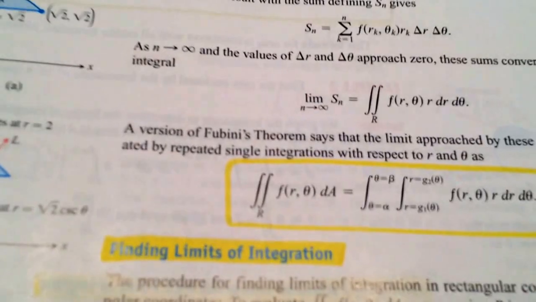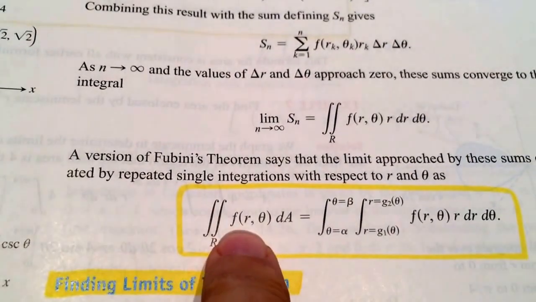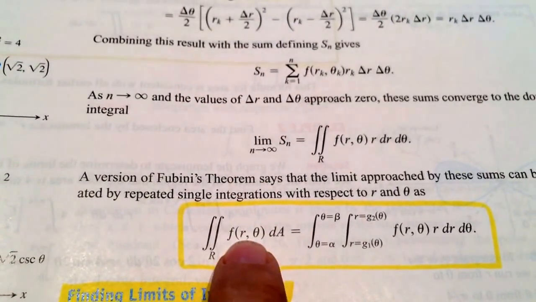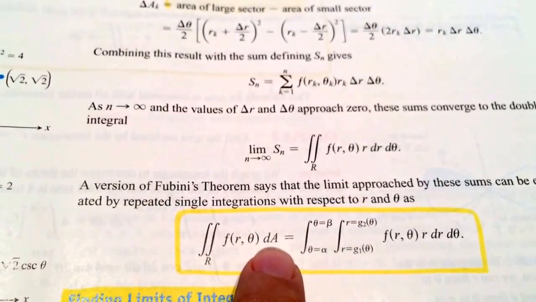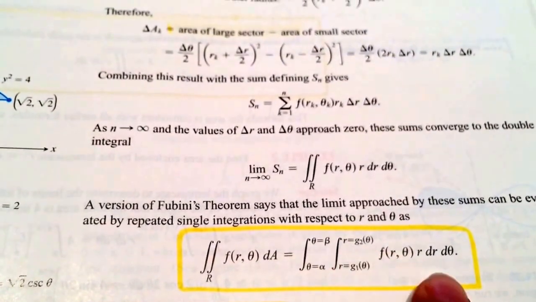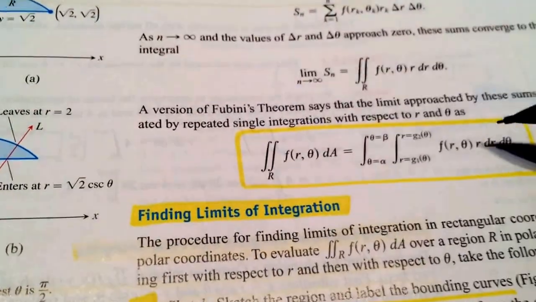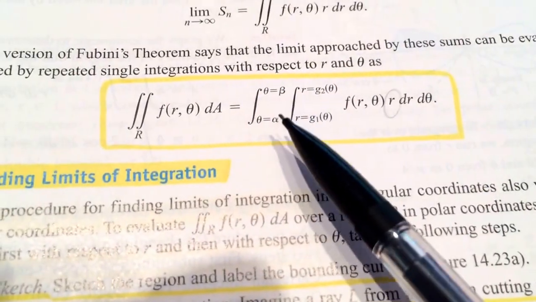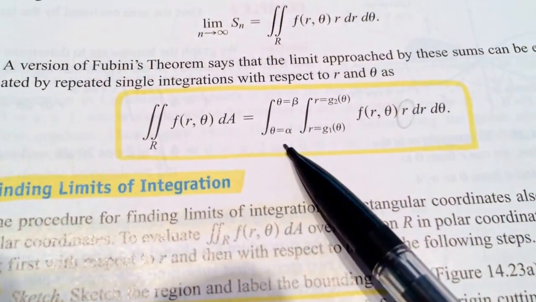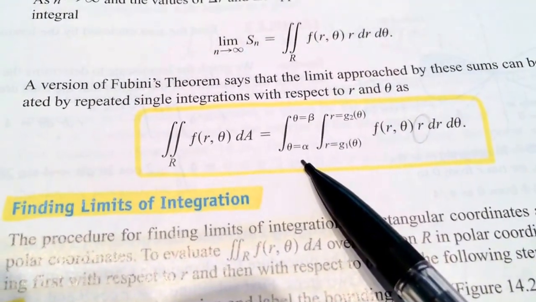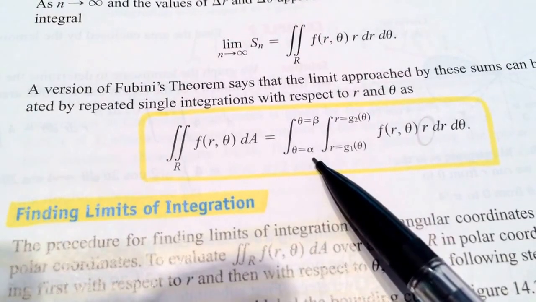So notice in this integral, originally it was a function f of x, y, or f of x, y dA, and now they've switched it to polar. So notice this new piece, the r. You've got bounds on your theta. They're going to be like 0 to pi, 0 to 2 pi, negative pi over 2 to pi over 2, things like that. They're radian measures.